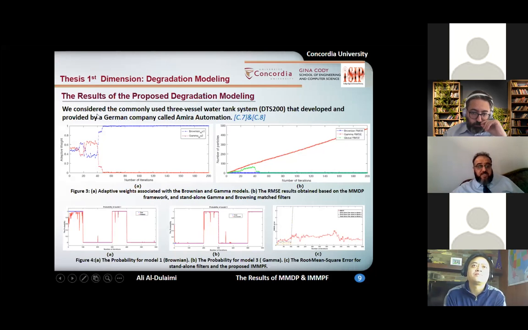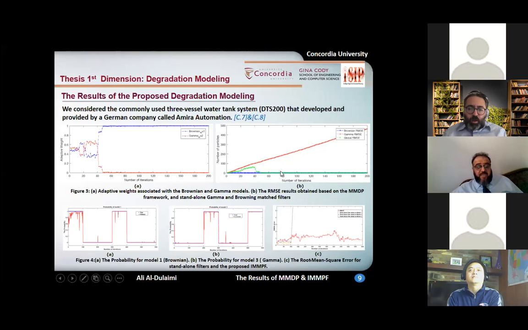For the simulation results, for both proposed models, we consider the commonly used three-vessel water tank system that was developed by a German company called Amira Automation. In figure 3A, we can see that the adaptive weight associated with the Brownian converges to 1, as it is the active one, while the other one, which is gamma, evolves to 0.